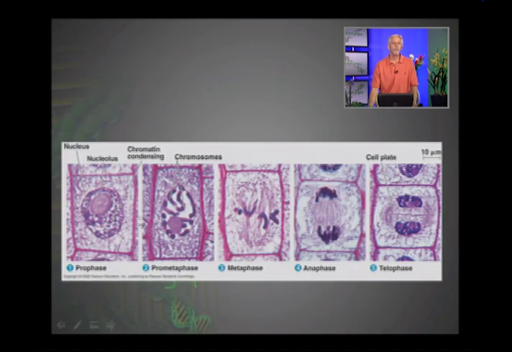So again, there's a sequence of events that lead from prophase, early prophase, late prophase, to metaphase, anaphase, and then telophase, which is where we get cytokinesis. And once telophase is complete, once the cytokinesis is complete, these cells are back in interphase, G1 of interphase.